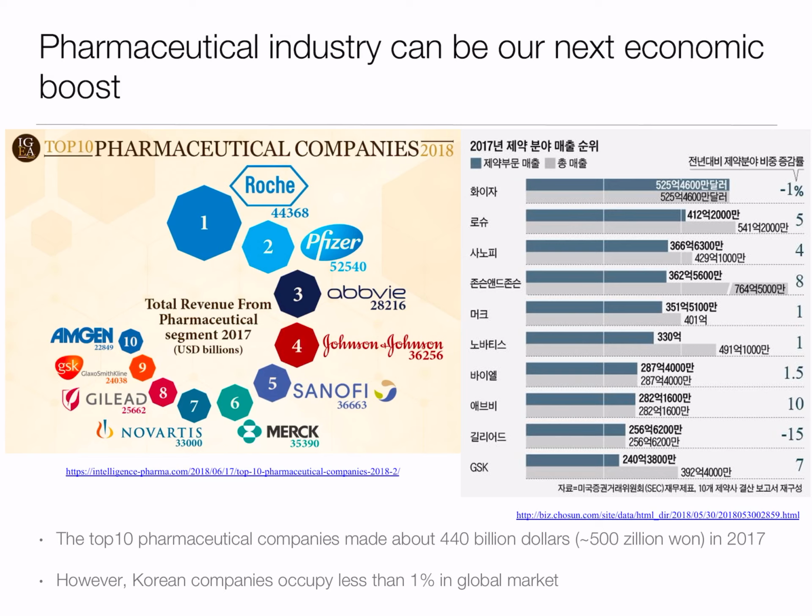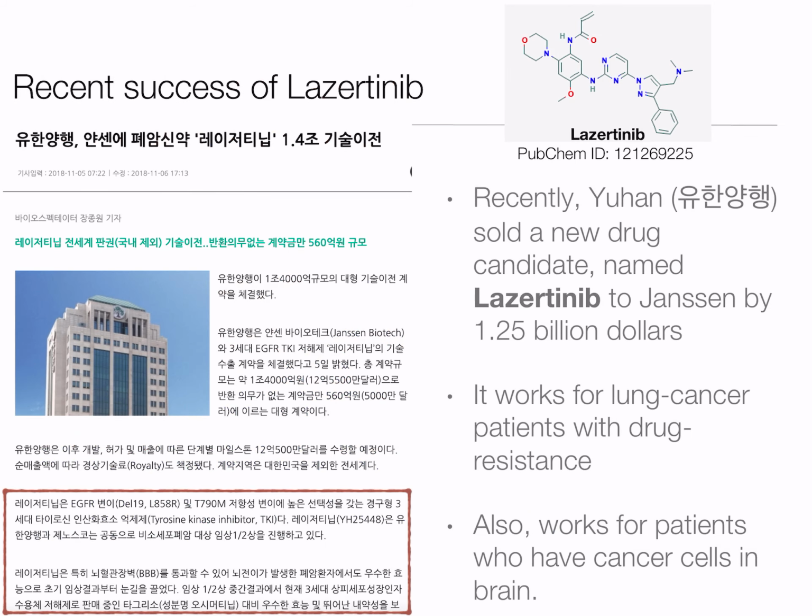For example, there are very large companies like Roche, Pfizer, AbbVie, Johnson & Johnson, Sanofi, Merck, Novartis, and Gilead. There are many global multinational pharmaceutical companies, and they are making a huge amount of money. Recently, there have been a number of trials in Korea too, to develop new drugs.